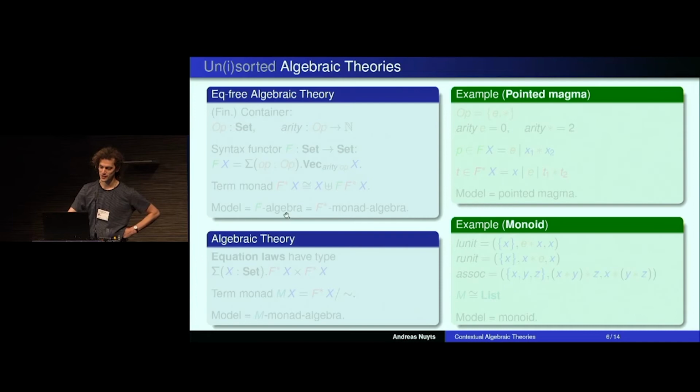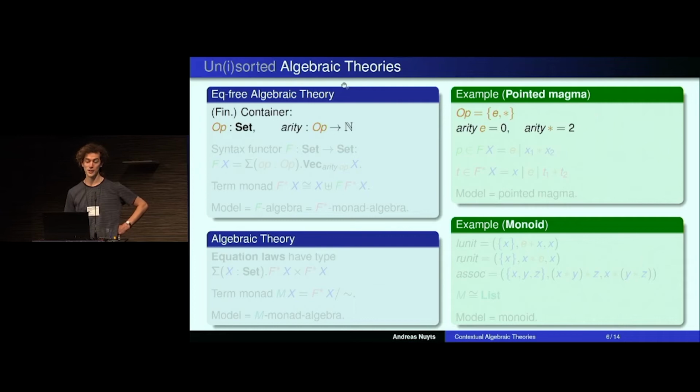So let's see what algebraic theories are in the first place, and I'll start with equation-free algebraic theories. An example of that is pointed magmas, which are basically monoids without laws. So an equation-free algebraic theory is basically just a container. You have a set of operations, each with an arity. So here we have a nullary neutral element and a binary multiplication. Then from a container, you get a container functor.